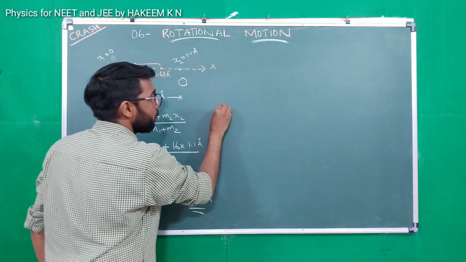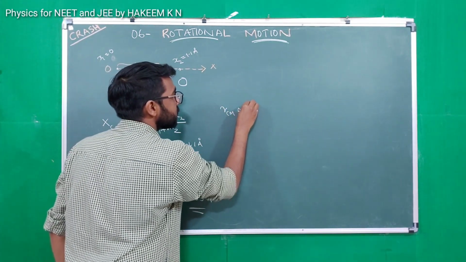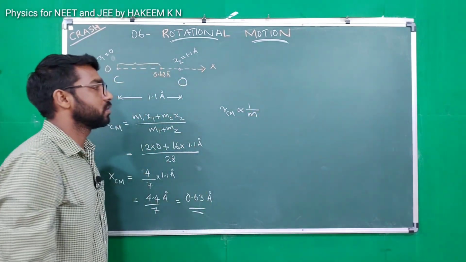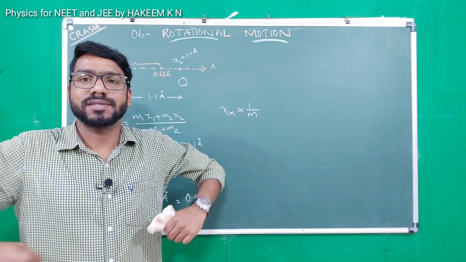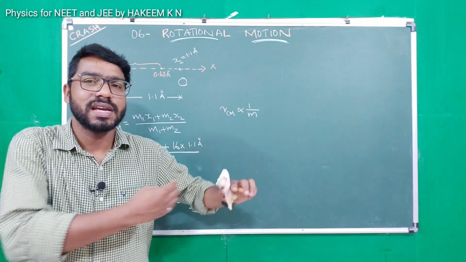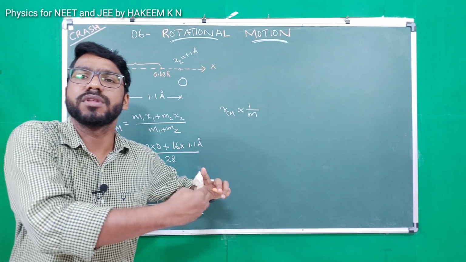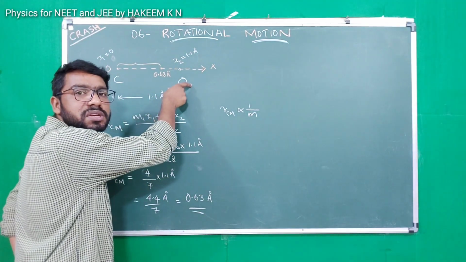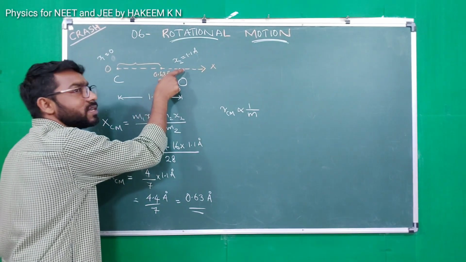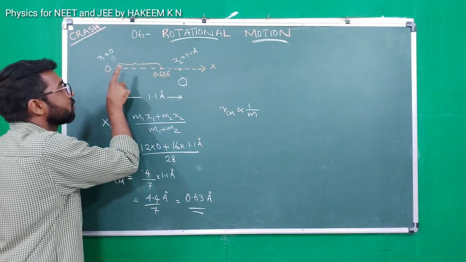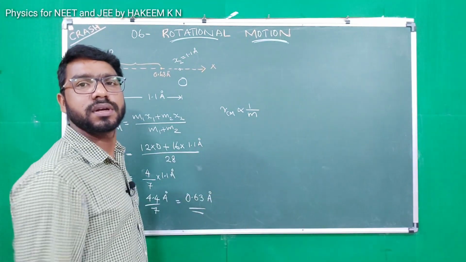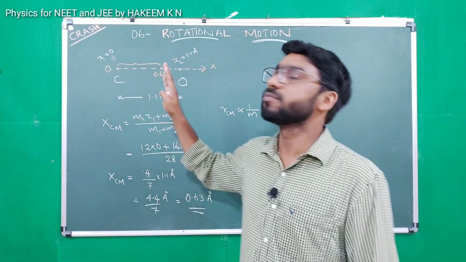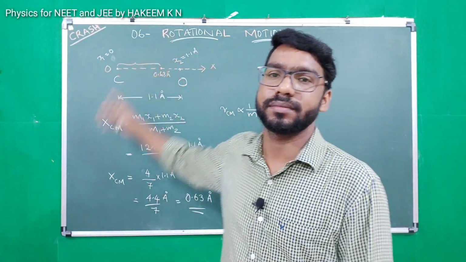That means the position of the center of mass is inversely proportional to the mass of the particle. That means as the mass of the particle increases, the distance of the center of mass from that mass decreases. So here the mass of oxygen is greater, so the center of mass lies near to oxygen and away from carbon. And for identical masses, the center of mass lies at the middle.